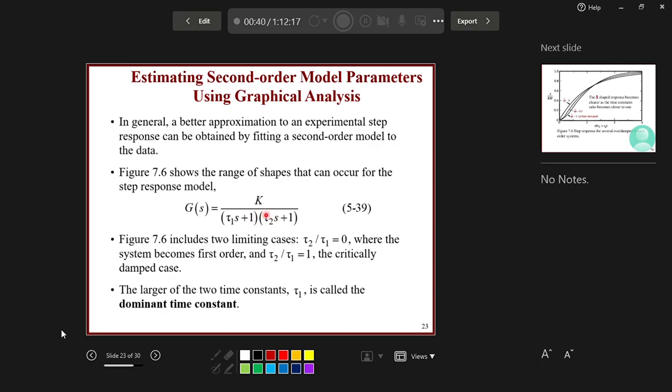So here in the second order model we have two time constants, and based on the values of these two time constants, we will have different shapes for the dynamics. The figure that we'll show in the next slide will give you different shapes for different ratios of tau 2 to tau 1. And by the way, of these tau 2 and tau 1, the larger one is called the dominant time constant. So if tau 1 is larger than tau 2, tau 1 is the dominant. Otherwise, it is tau 2.